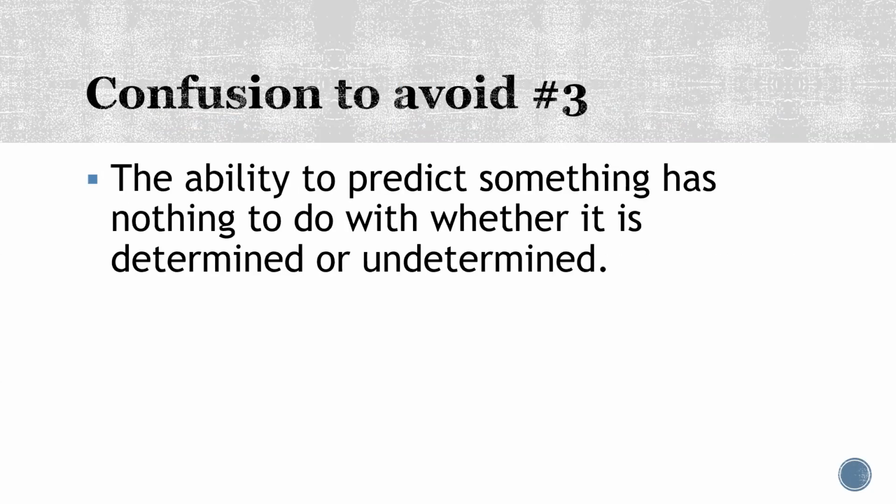All right, a third confusion to avoid is about prediction. You might say, well, look, if determinism was true, we could predict everything. Well, yes, but just consider how many causes there are in even very routine things. The ability to actually predict something doesn't really have anything to do with whether it is determined or undetermined. So predictability and determinism or indeterminism, there's only a very, very loose fit here.